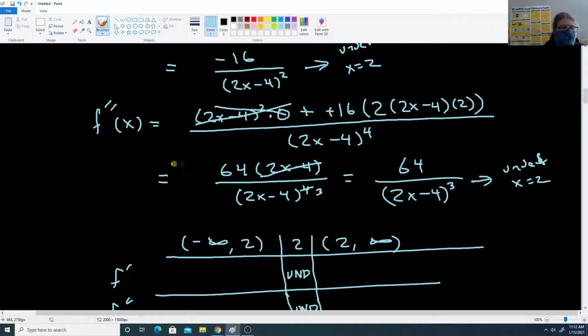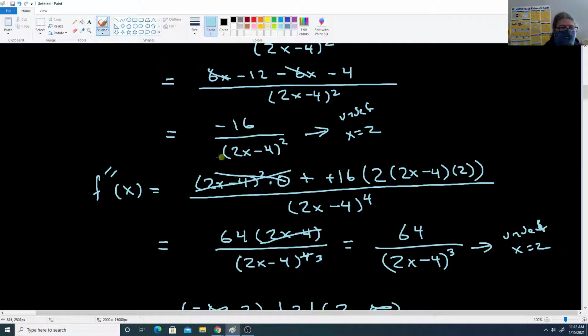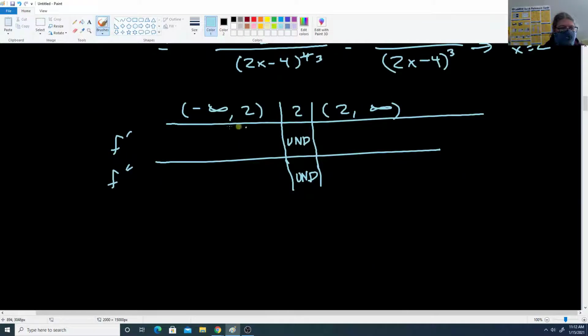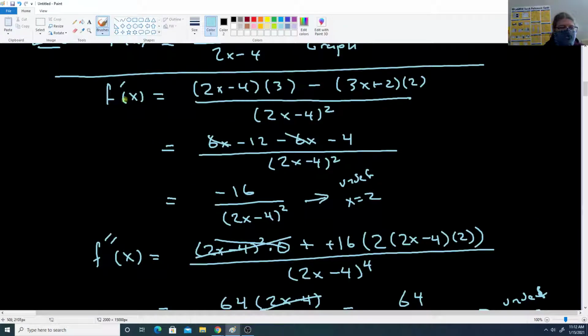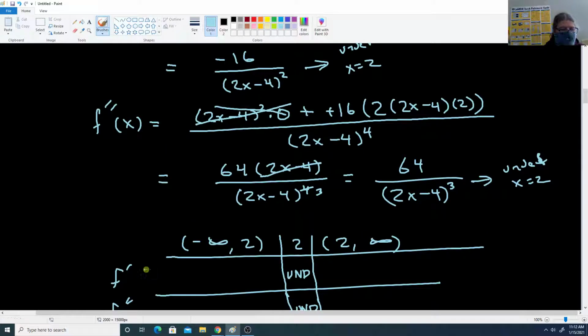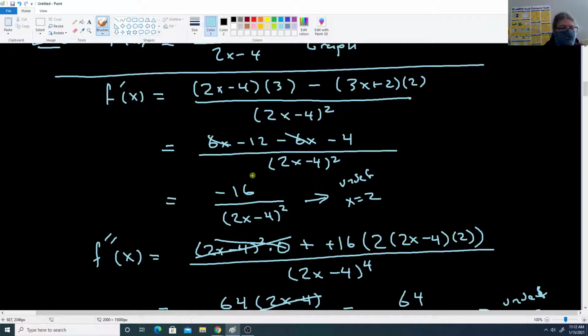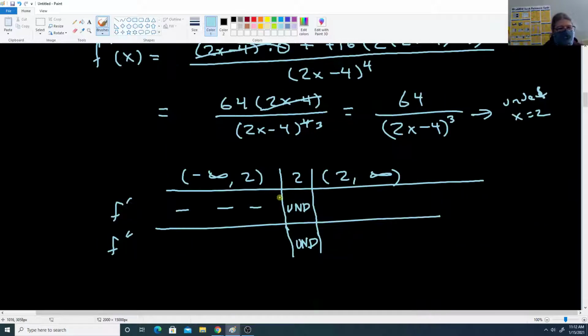So I'm going to take, let's see, for f prime, let's use 0. So if I put 0 in for f prime, I get negative 16 over negative 4 squared, which is positive 16. Negative 16 over positive 16 is negative. If I put 3 in, let's see here, I get negative 16 over, 6 minus 4 is 2. 2 squared is positive. So I would get negative again.